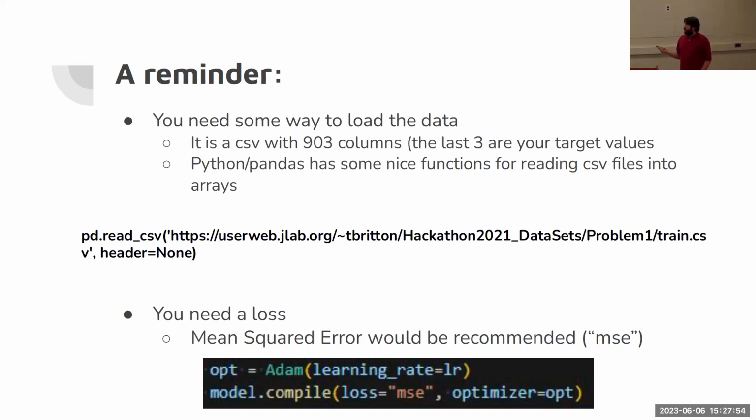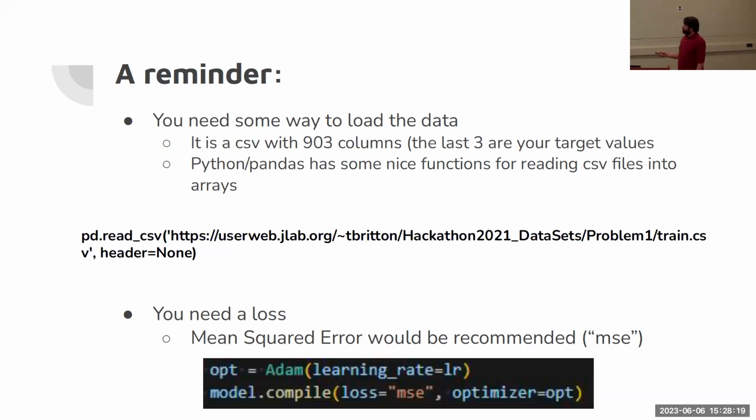You can use what you want. This is an example of how to read it from the web page using Pandas. Pandas read CSV, training CSV. Done. You now have a Pandas data frame that has your 903 columns. You can split out the last 3. Now I have my image and I have my targets.